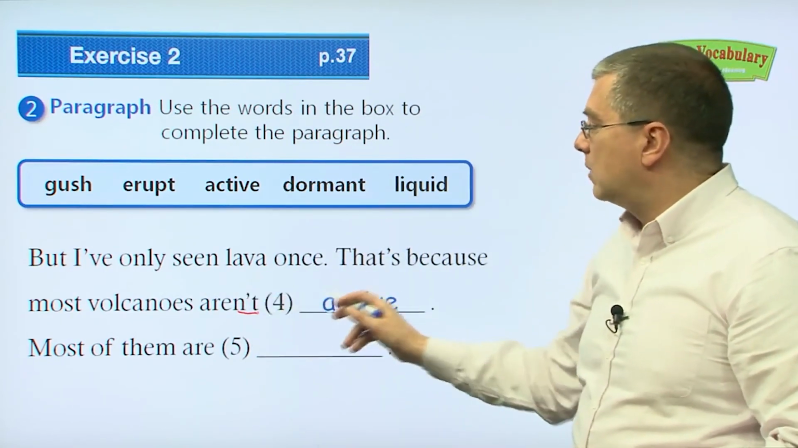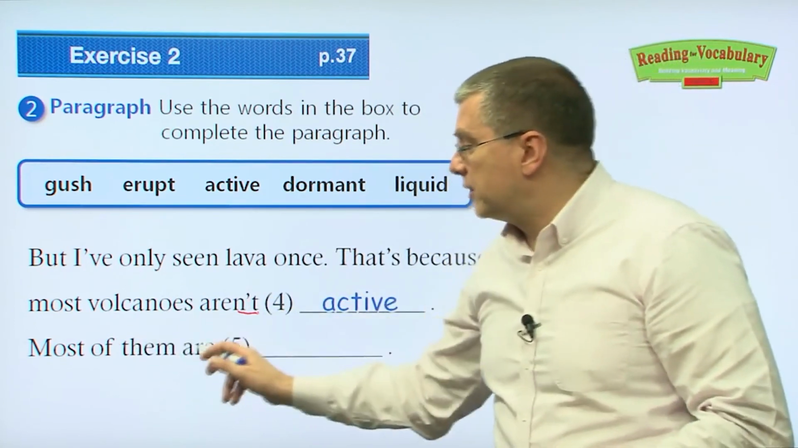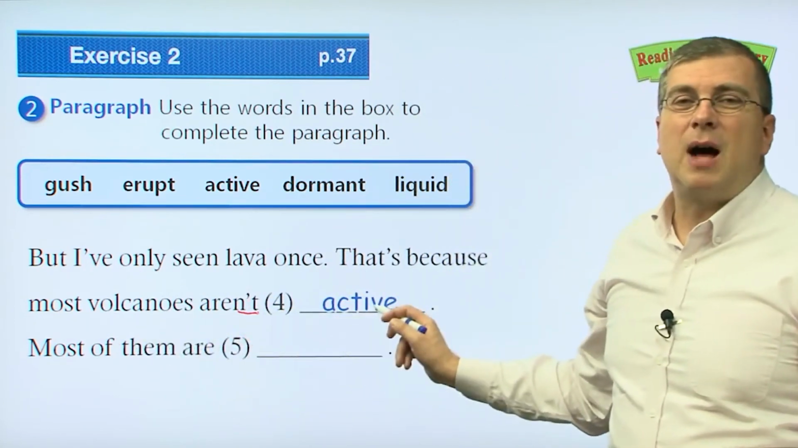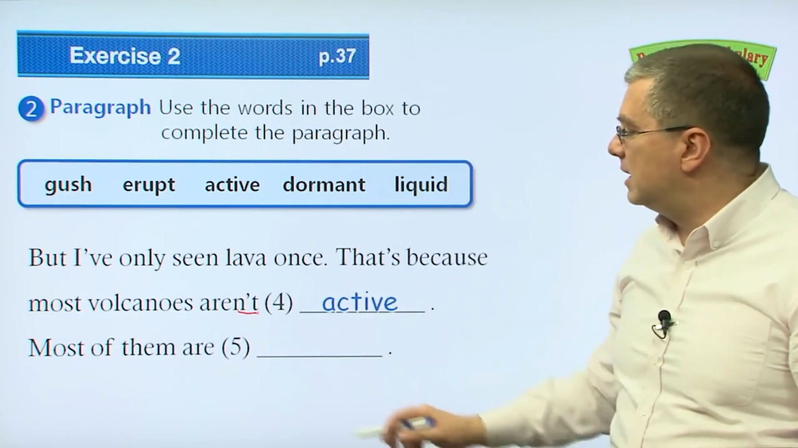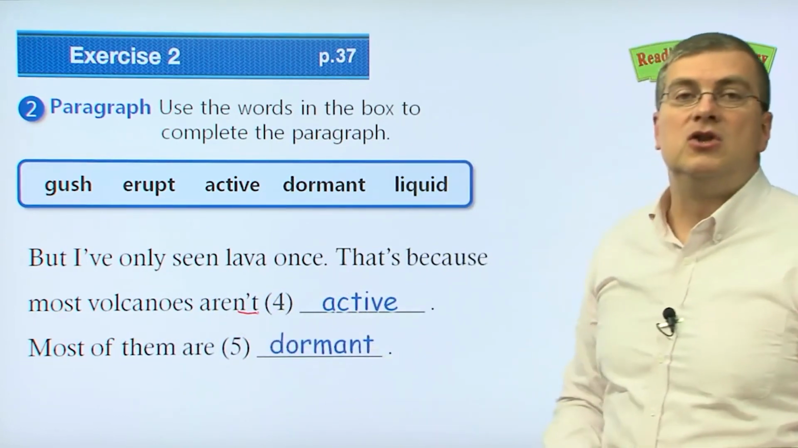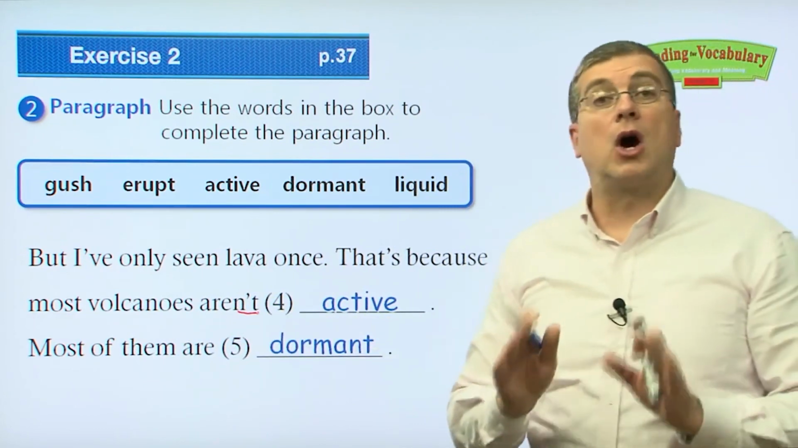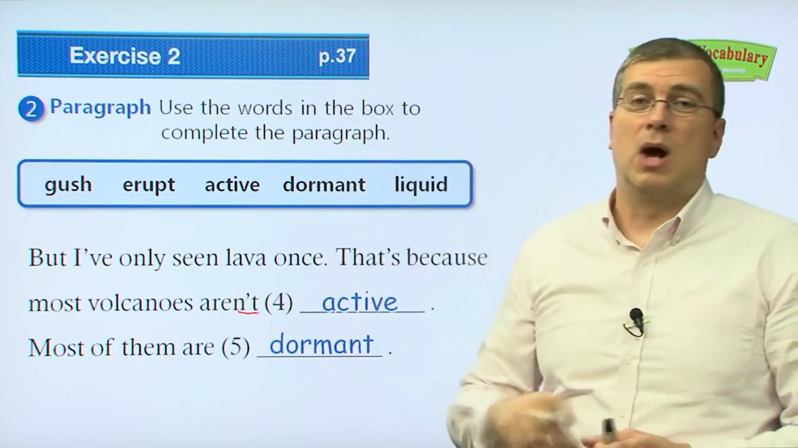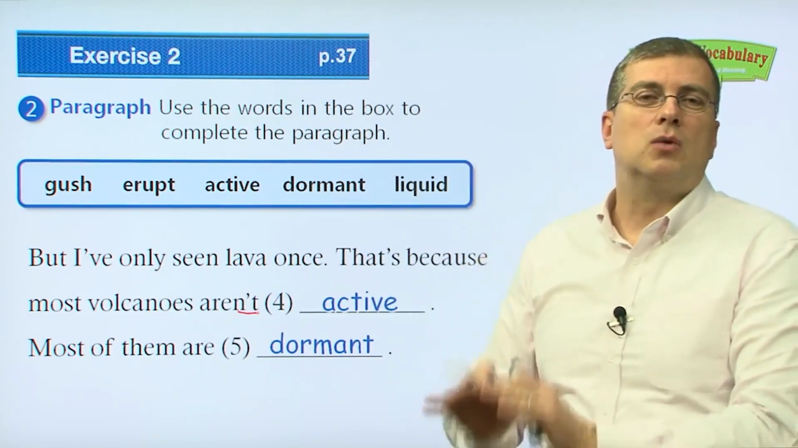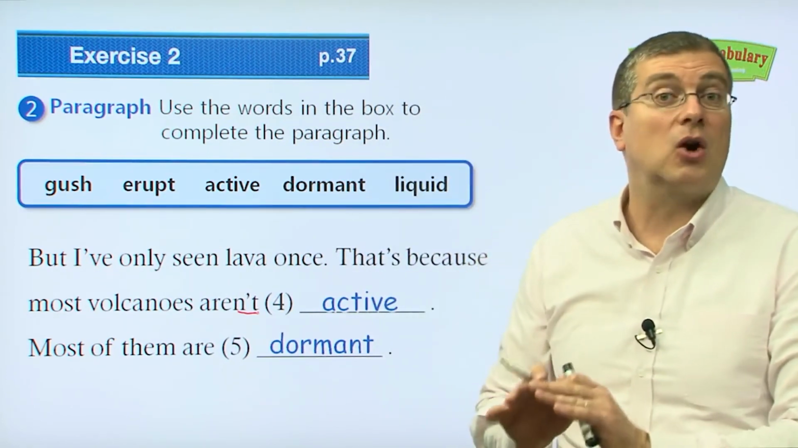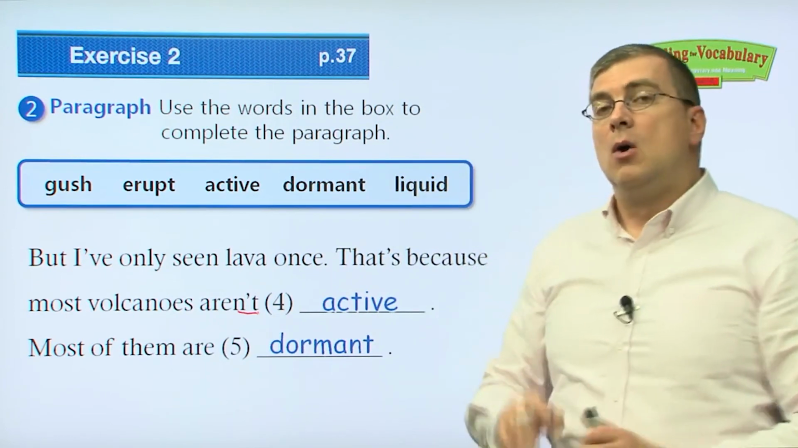Most volcanoes aren't active. Most of them are what? What's the opposite of active? The opposite of active is dormant. Dormant. So most volcanoes are not active. They don't erupt. They're dormant. They are like sleeping. They don't have any action. They are quiet.